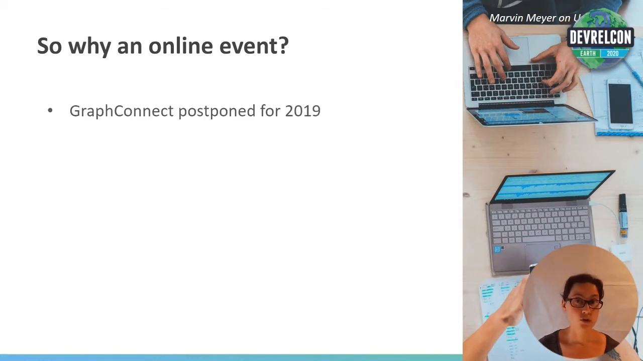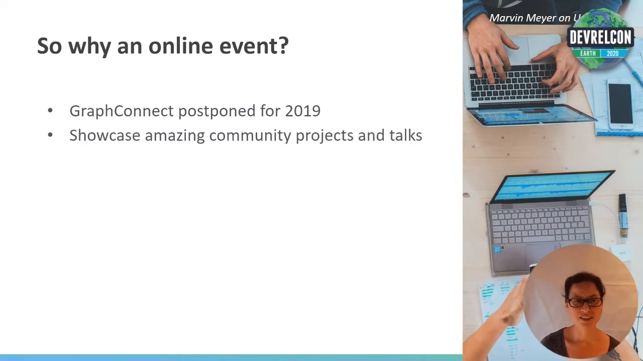Unfortunately, the decision was made to postpone Graph Connect, our annual conference, for 2019. And we had this situation where we had a lot of members of the community who had done a lot of amazing projects that they've worked on, the experiences that they had, and we wanted to give them an opportunity to showcase what they had done.